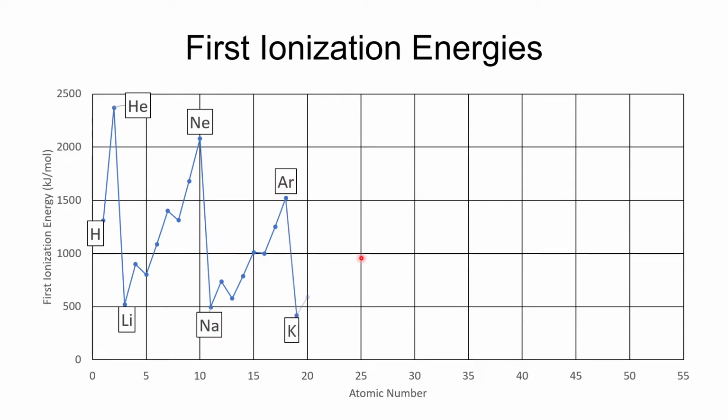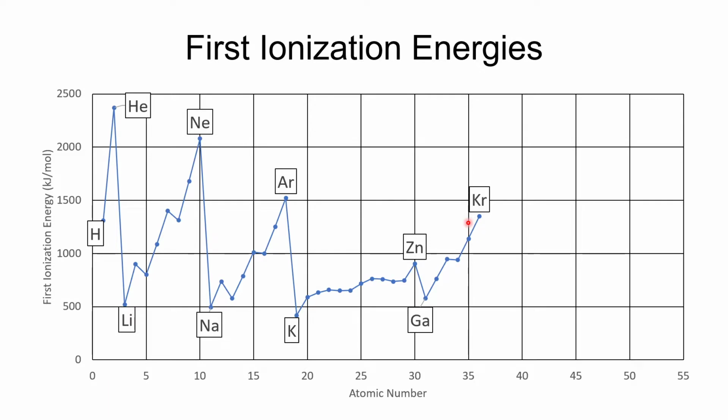Now we're going to look at the next period. Here's potassium. Here we're going through the transition metals. We'll get something interesting happen here at the end of the transition metals. And then it continues back up as we go towards krypton. So again, the general trend is it increases as we go up and to the right, or as we go to the right.